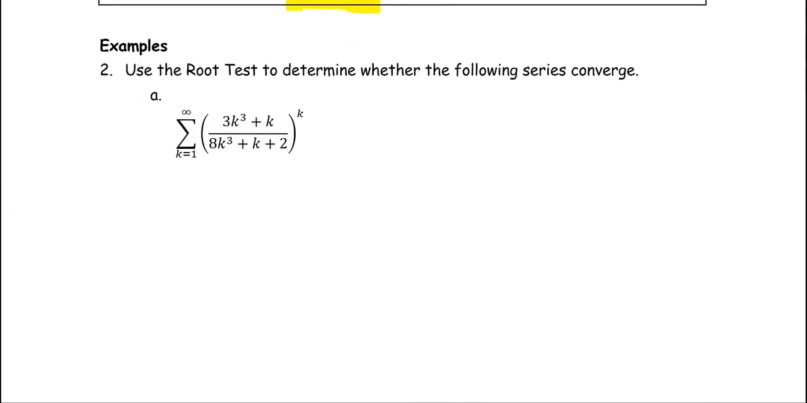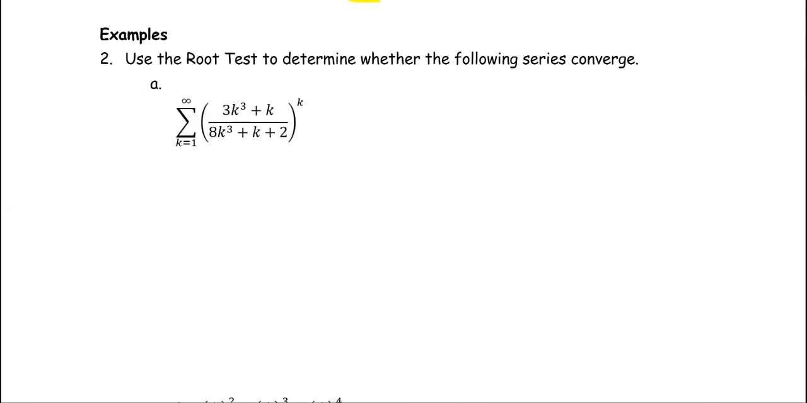Examples. Use the root test to determine whether the following series converge. Example A. The series of the term (3k^3 + k) divided by (8k^3 + k + 2). As you notice, the whole expression is raised to the power k. Or we say a_k is the term (3k^3 + k) divided by (8k^3 + k + 2), all raised to the k power.